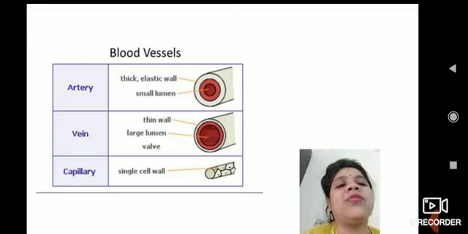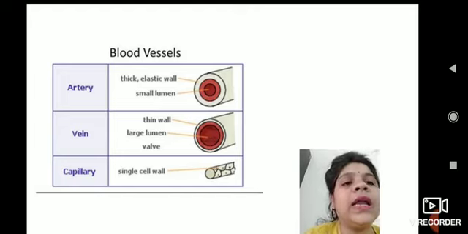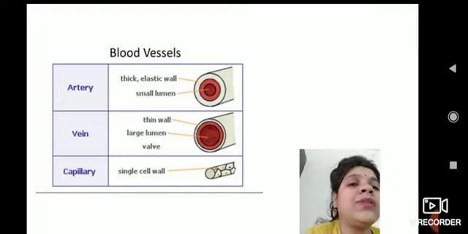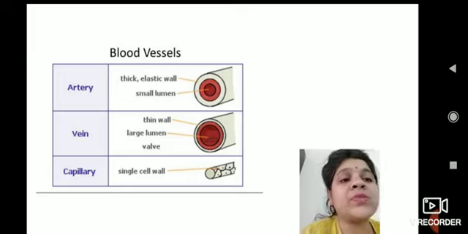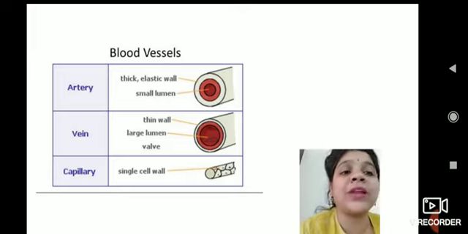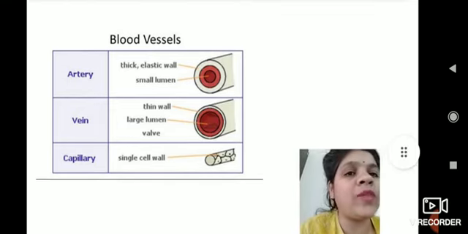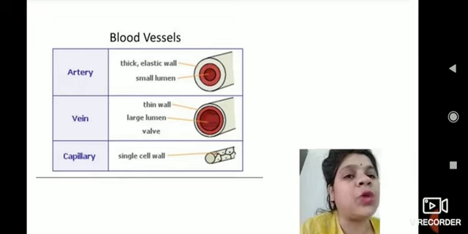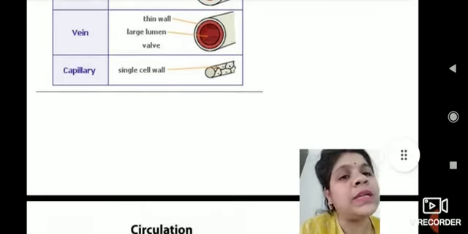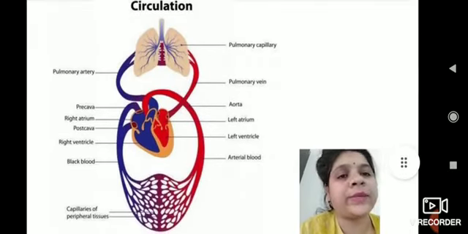When the blood is pumped from the heart, it reaches with pressure to the whole parts of the body, and the vein has a valve which prevents the backflow of the blood because it is against the gravitational force, right? Arteries have a thick outer wall and a small lumen, while veins have a thin wall and a large lumen with a valve, while the capillaries have only a single cell wall, right?